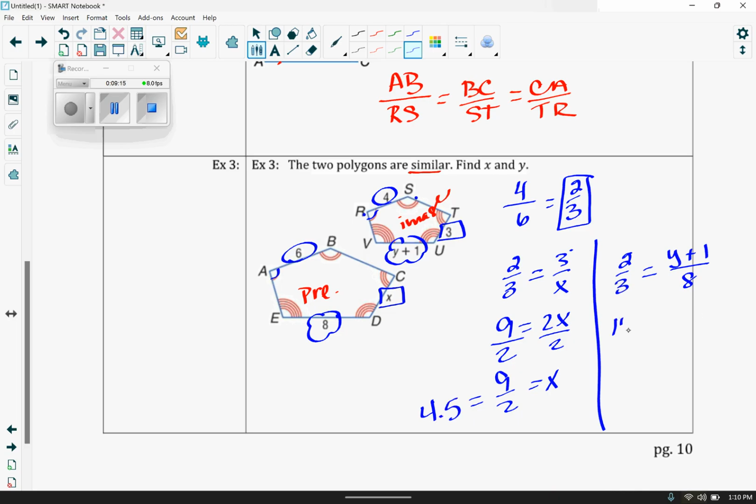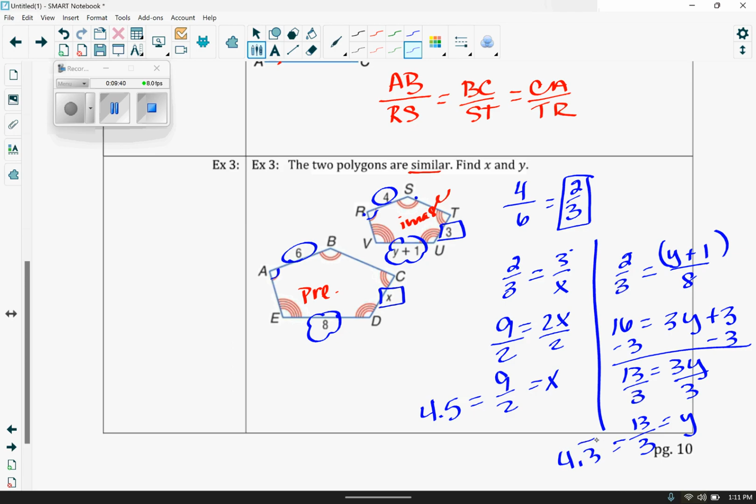The other one, I'm going to get 16 is equal to, make sure you put that in parentheses, 3(y plus 1), because I would actually distribute. 3y plus 3. Take away 3, take away 3. I'm going to get 13 equals 3y, and divide by 3. So y is equal to 13/3. If you put that together, it'd be 4 and 1/3, and 4.3 repeating, approximately.